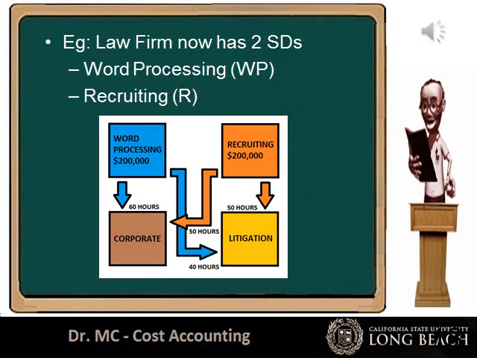The word processing department allocates 60% of its cost, which is $120,000, to the corporate department, and 40% of its cost, which is $80,000, to the litigation department. Similarly, the recruiting department allocates 50% of its cost, which is $100,000, to the corporate department, and another $100,000 to the litigation department. The allocation only becomes complicated when the support departments do work for each other.